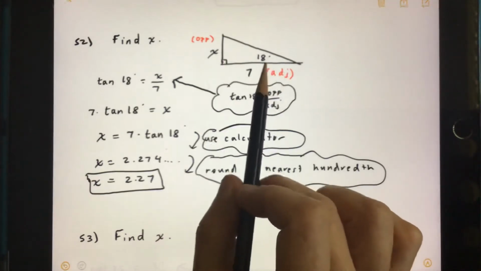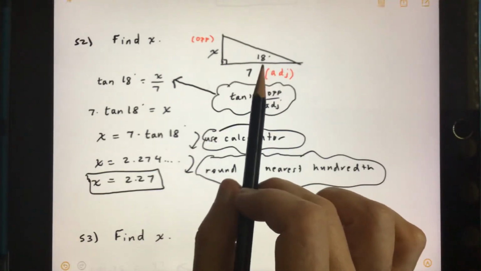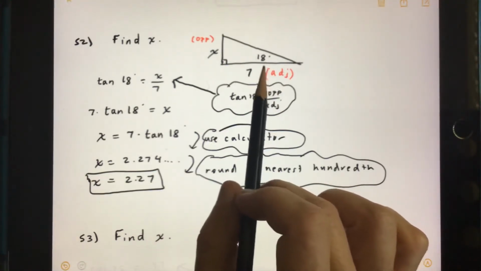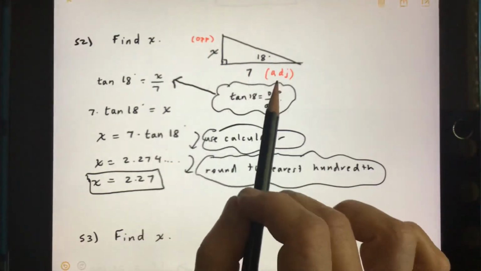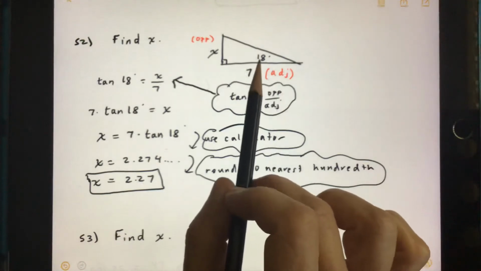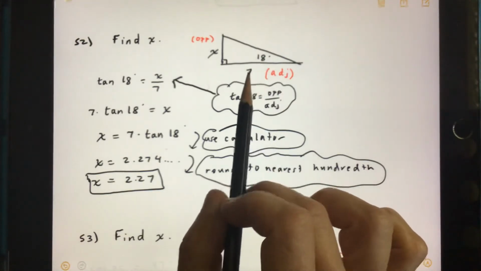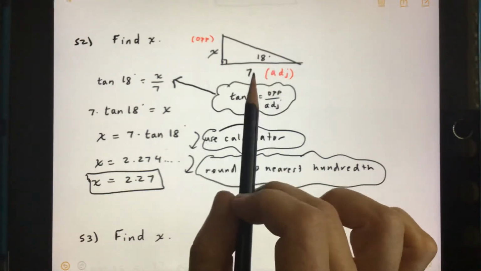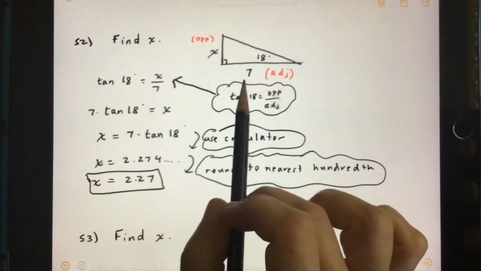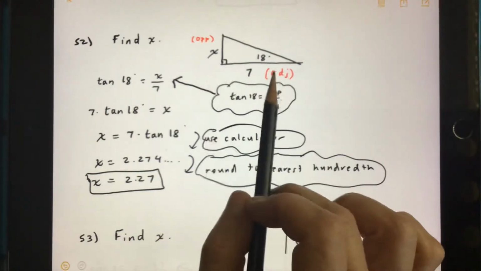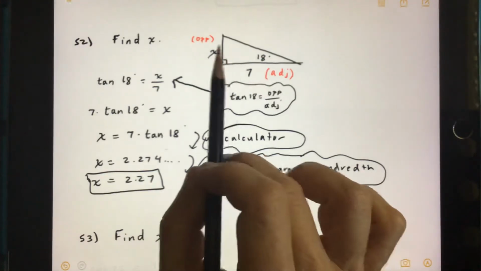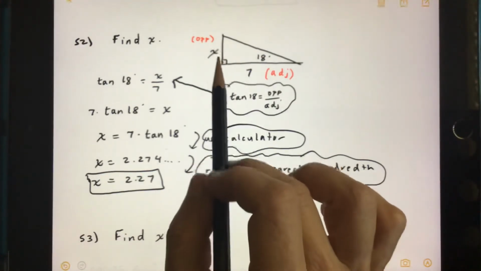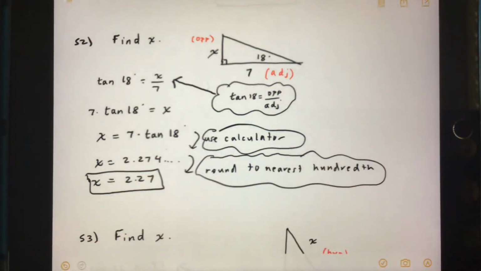So given that this is the only angle that is labeled here for us in our right triangle, we're going to write our opposite and our adjacent sides of my triangle in relation to this angle. Well, the leg that is closest to that angle, the adjacent side, is this side here, the side labeled 7. Opposite of this 18-degree angle, that leg, the opposite leg, is x. So I've labeled those in.